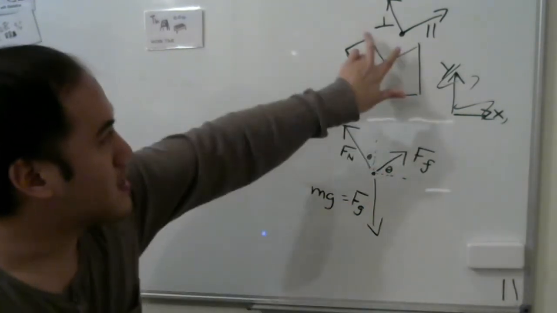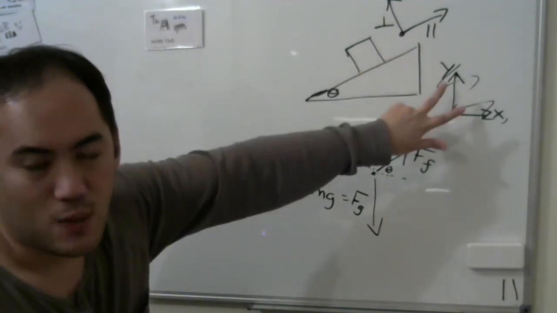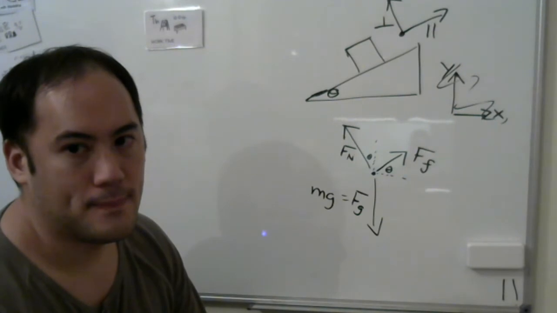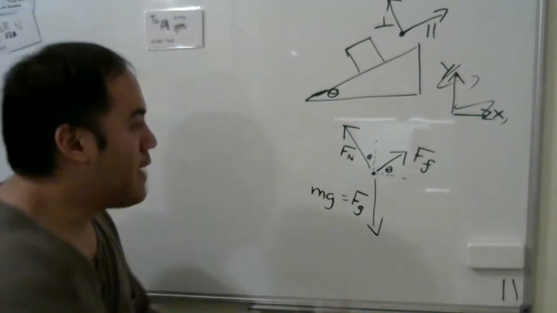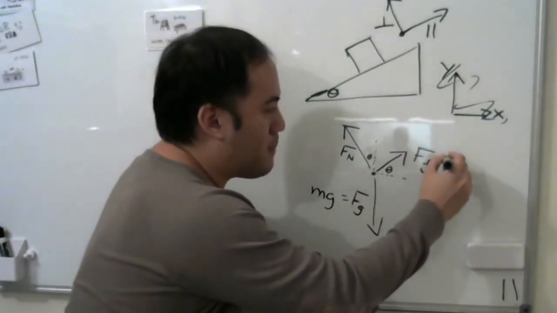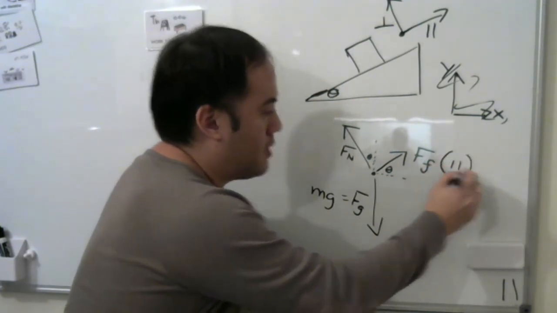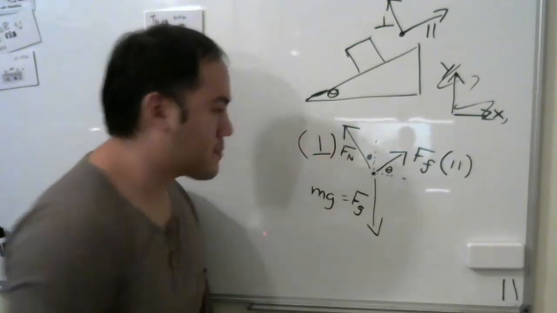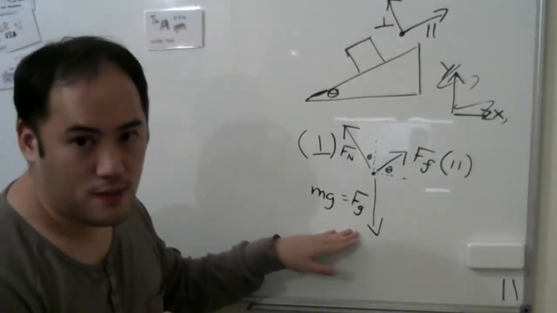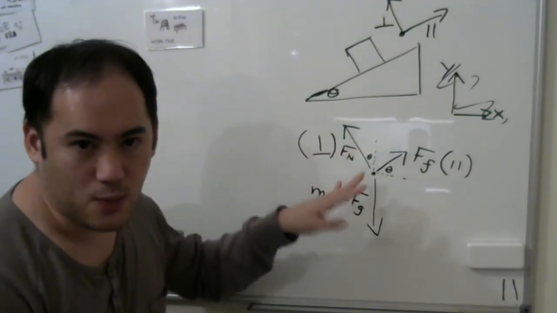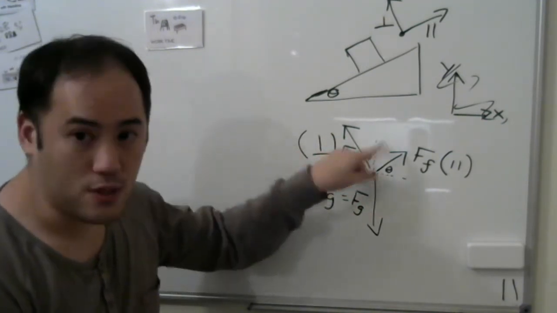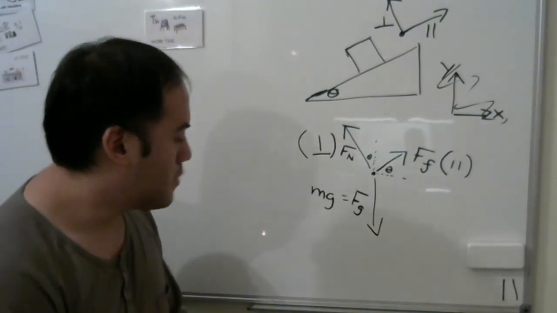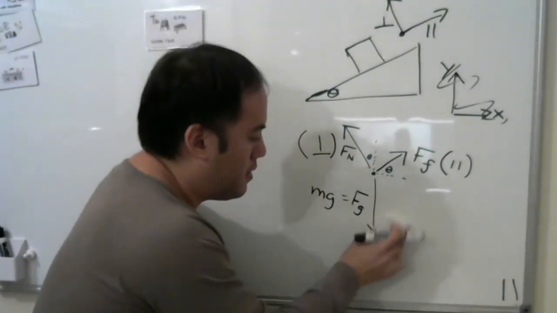Why is this better? Do you guys see why this is better than X and Y? Look at my free body diagram. FF is only parallel. FN is only perpendicular. If we want to resolve the vectors to set them equal and solve, instead of resolving two vectors, we can resolve only one vector. So we're going to resolve FF.